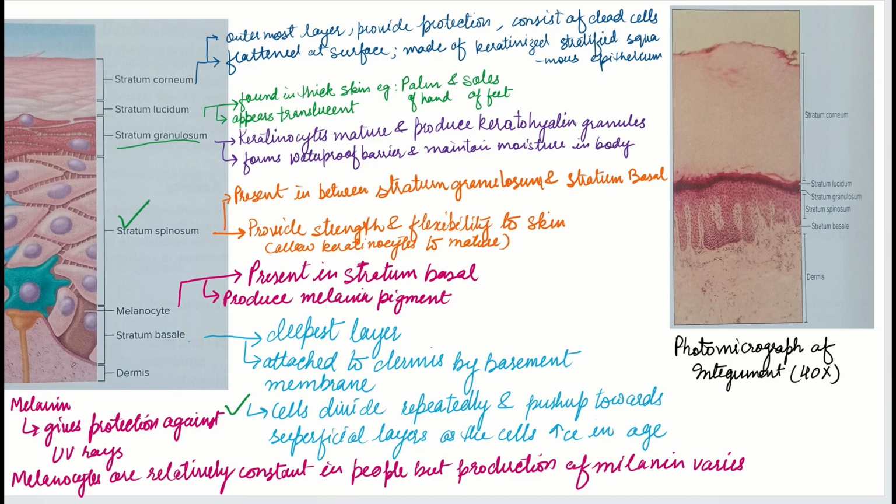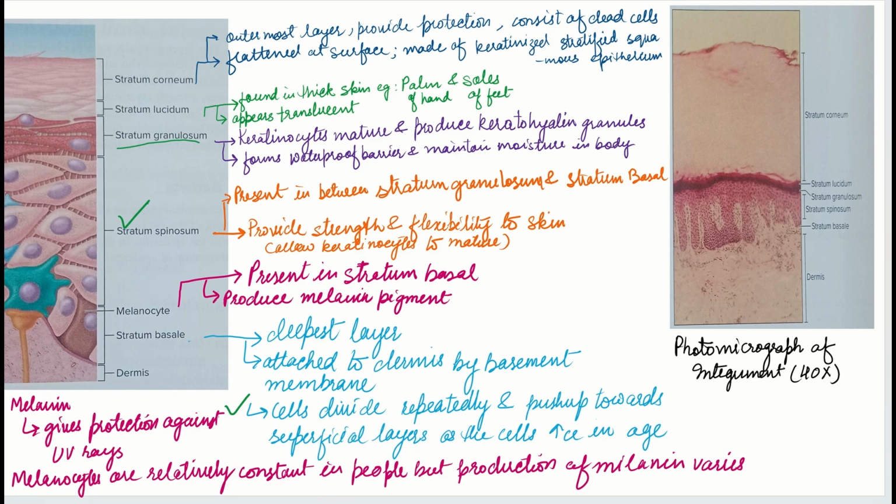After the stratum granulosum is the layer known as the stratum lucidum, and this is basically in thick skin. It is present in the palm of the hand and soles of the feet, and it appears translucent, as you can see in your palm. The color of your skin there is translucent compared to the other parts of the body.